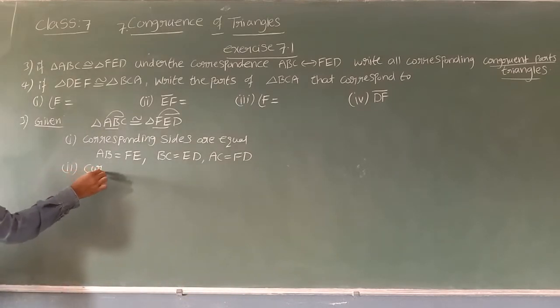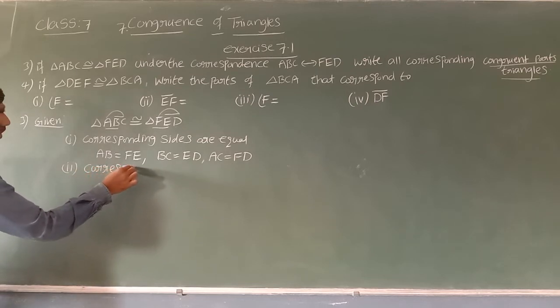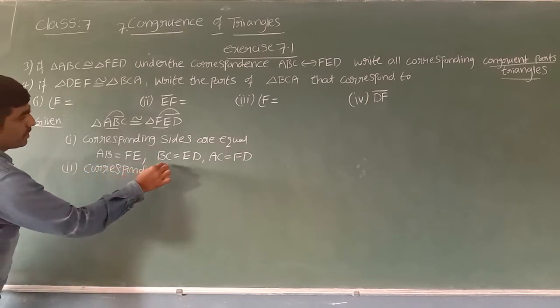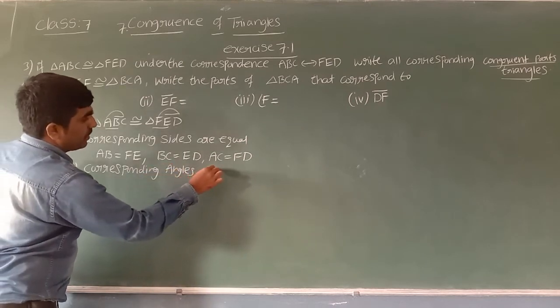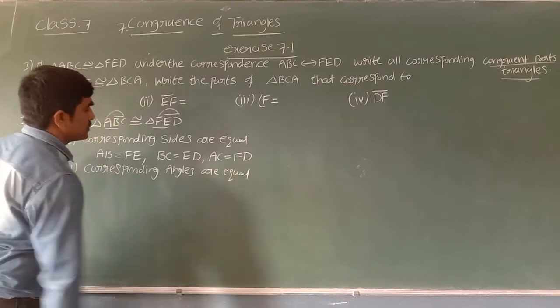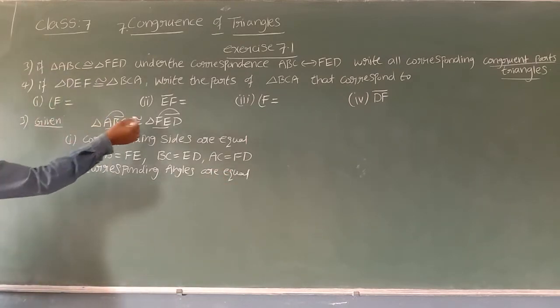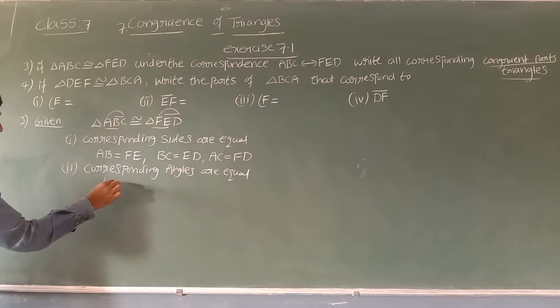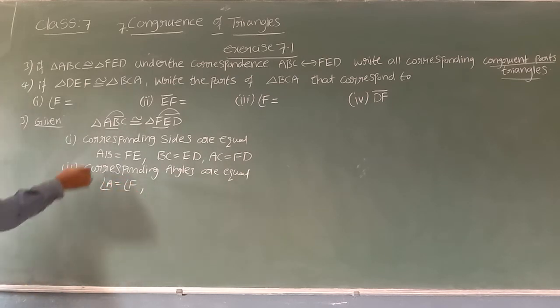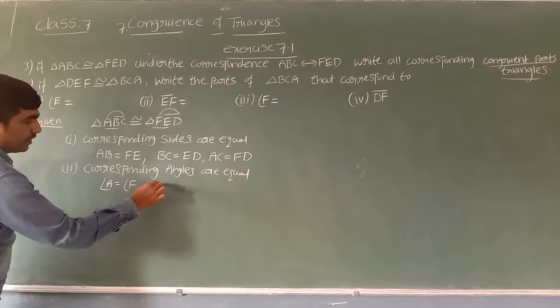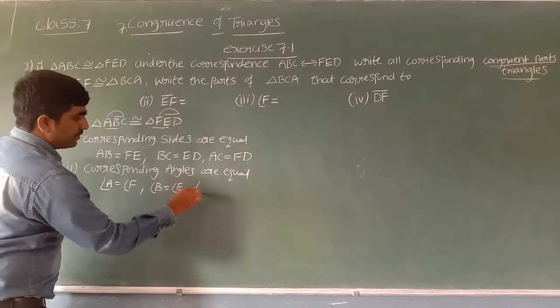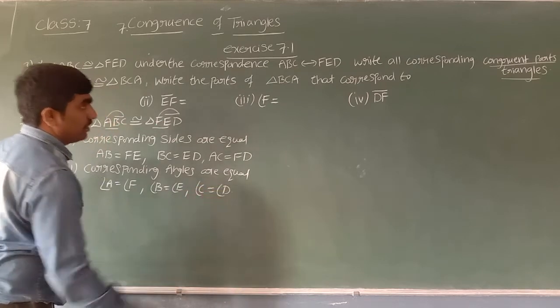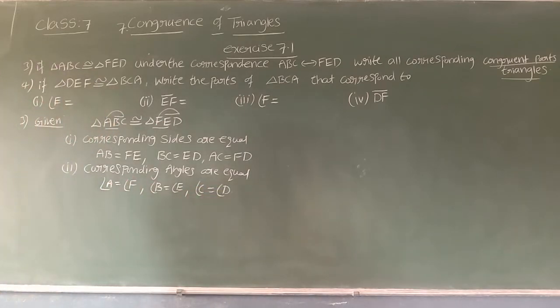The next condition is corresponding angles. Corresponding angles are equal, with the same places. Angle A is equal to angle F. Measure of angle A is equal to measure of angle F. Angle B is equal to angle E. Angle C is equal to angle D. These are the corresponding congruent parts. I mean their sides are equal and angles are equal.